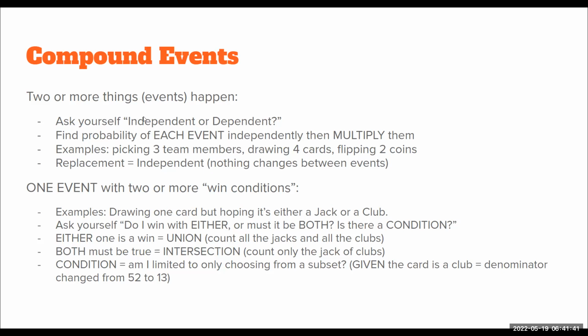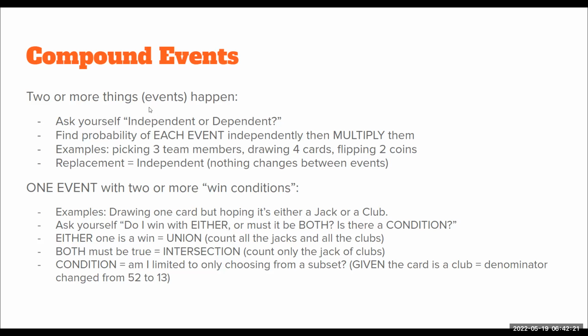So back-to-back events are either independent, meaning the second one's unaffected by the first, or they're dependent because you've removed something. You've changed either the denominator or the numerator or both. And when you have these two events, you find the probability of each event independently, one at a time. Find the probability of the first event, and then even if it's dependent, you're going to find the probability of the next event, given that the first event just happened, and multiply them. So find the probability of each event, and then multiply them all together to see the probability of that combined or compound event.